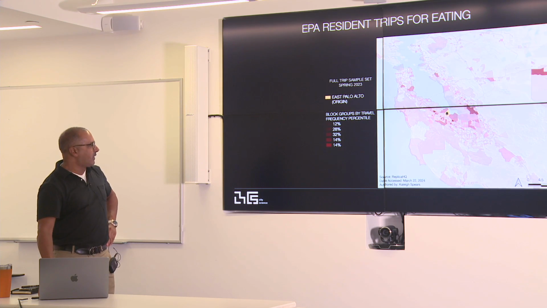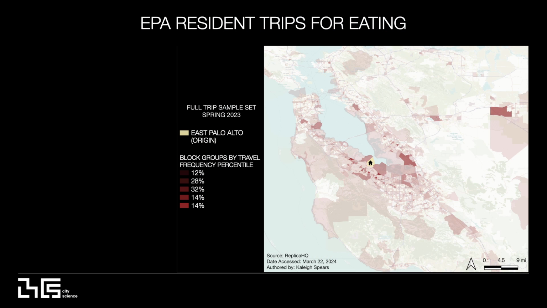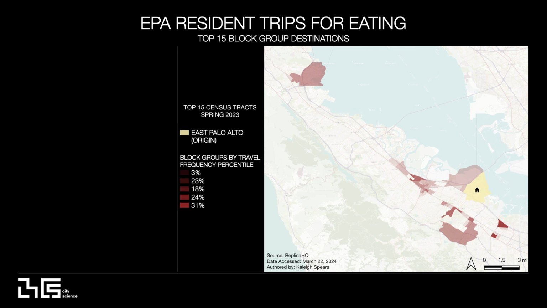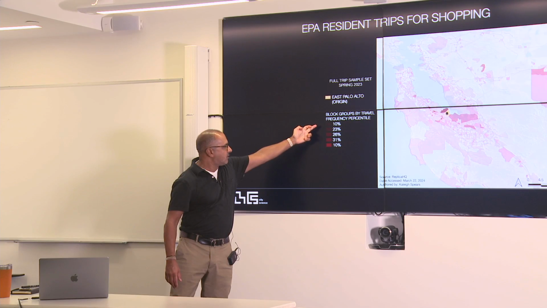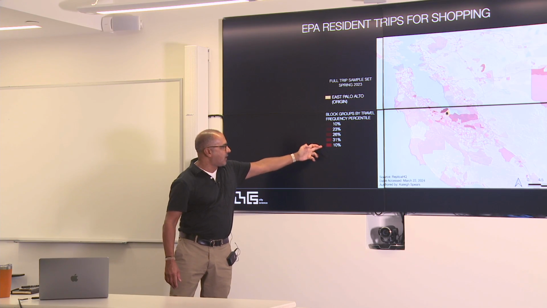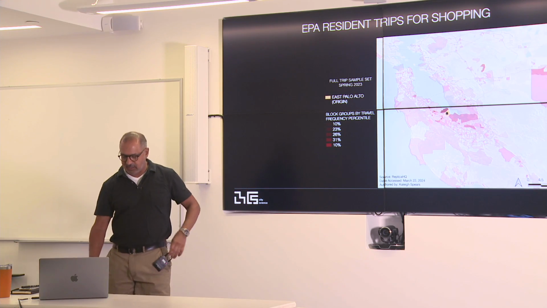So this is what these analyses look like. We were looking at where people were traveling to for eating and highlighting the census blocks that were most traveled to. We were looking at where people were going for shopping, and you can see the gradation, the darkest red being the least, the lighter red being the most. This is actually incorrect, sorry about that.